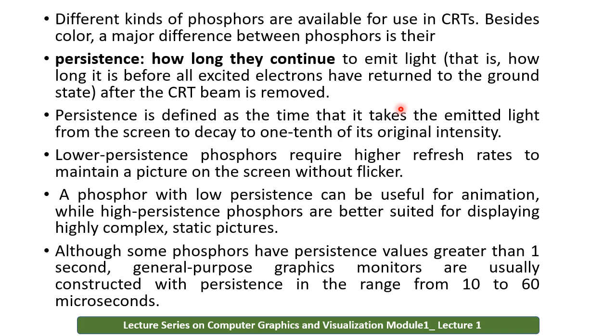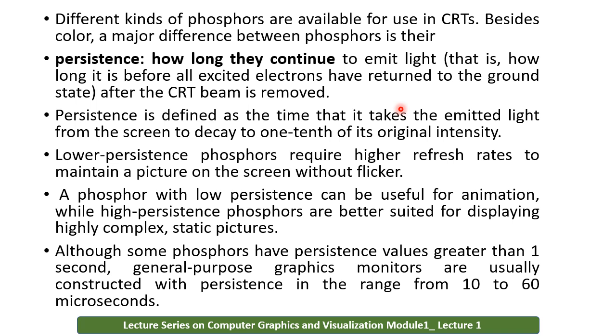There are different kinds of phosphors available for use in CRTs. Besides color, the major difference between phosphors is the persistence. That is, how long they continue to emit light. That is, how long it is before all excited electrons have returned to the ground state after the CRT beam is removed. Persistence is defined as the time it takes for the emitted light from the screen to decay to 1/10 of its original intensity.